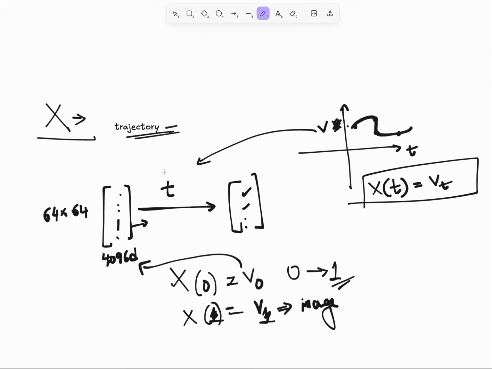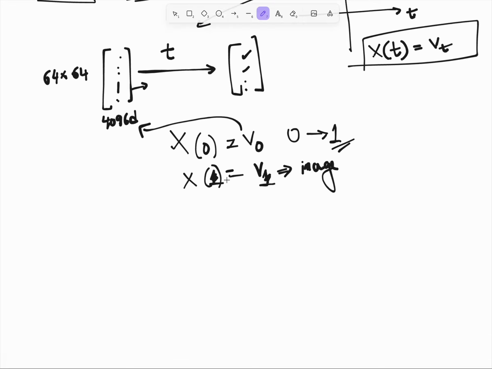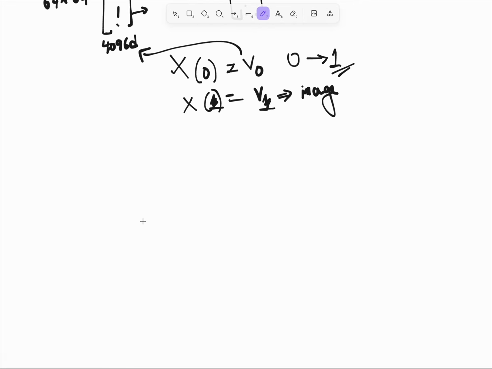So this is what trajectory is, and the next term I think you'd need is the vector field.